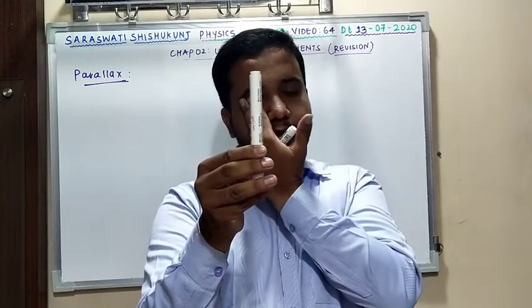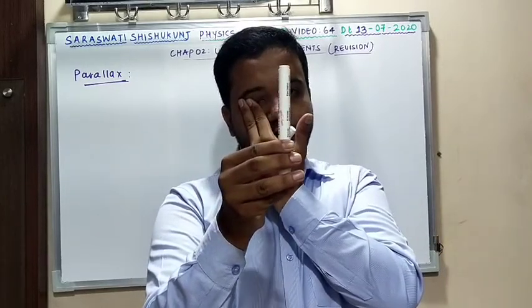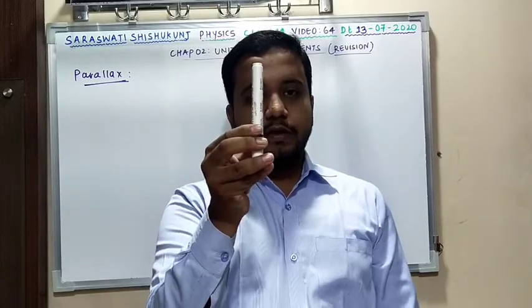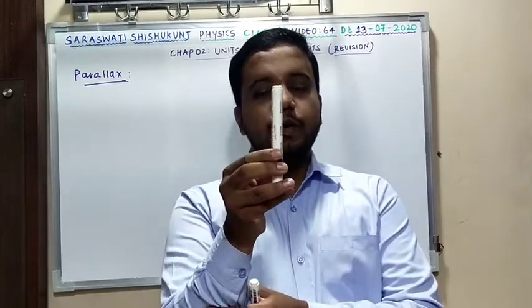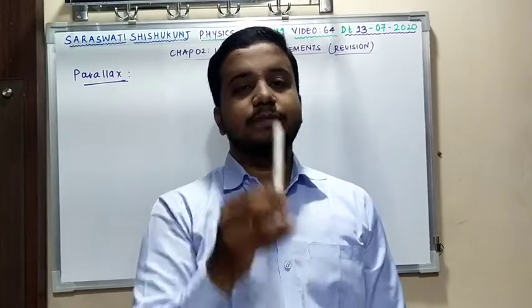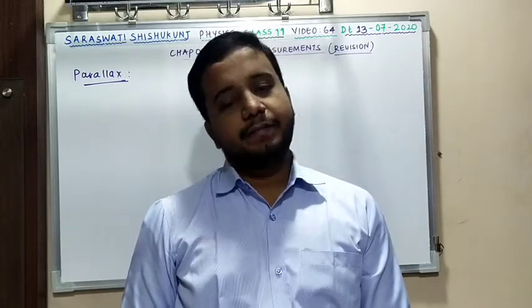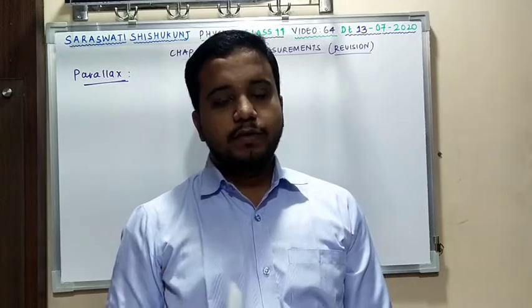Now close your right eye and try to visualize the pen with your left eye. You will be able to see that though the position of the pen is not being changed while you are holding it, it has shifted with respect to the background. This is nothing but parallax. Clear? So again I am going to explain this.